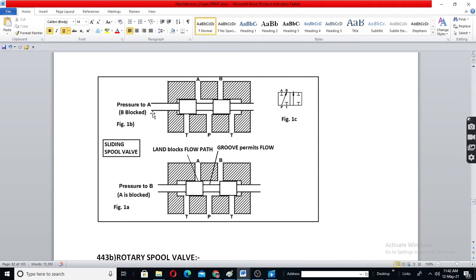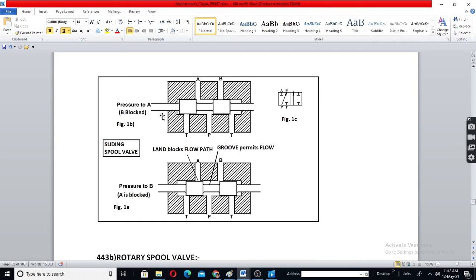When the spool, sliding spool, is moved towards right, now this, when you give pressure here, this will move from here to here. When you give pressure here, this will move from here to here. So like that. So what happens is, you can operate this by solenoid also, or by air pressure, or by even manually, as you wish.